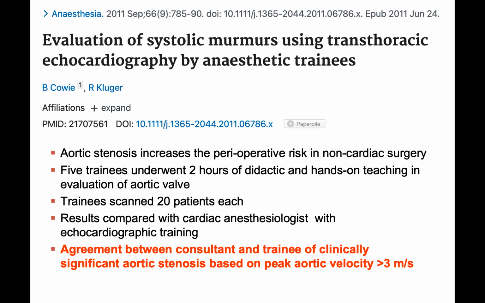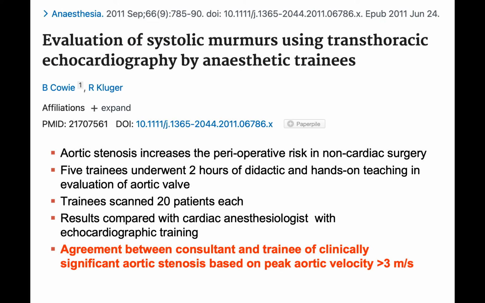They had 5 trainees. They only did 2 hours of didactic and hands-on teaching and evaluation of the aortic valve. They scanned 20 patients each, and then they were asked, is this clinically significant aortic stenosis? They compared their results with a cardiac anesthesiologist who had formal echocardiographic training.